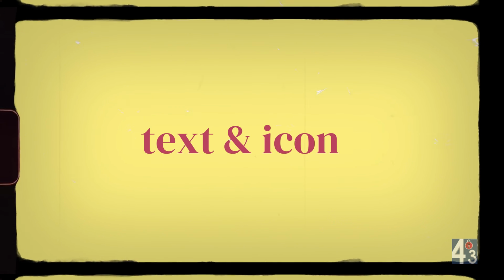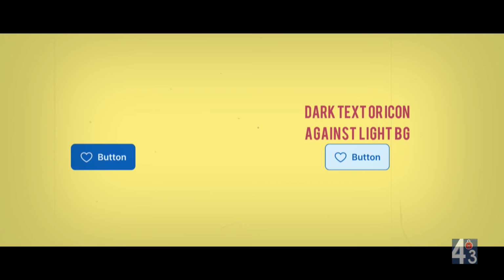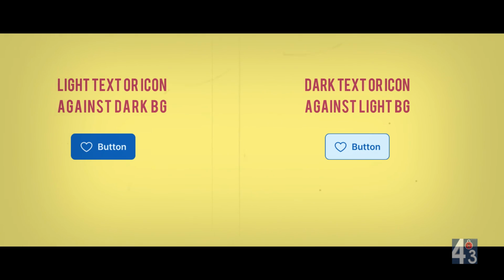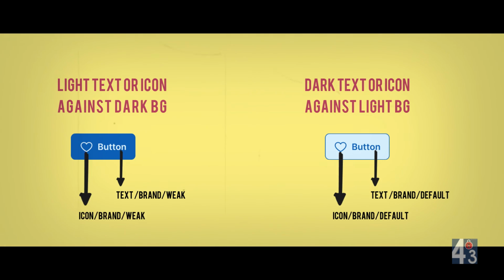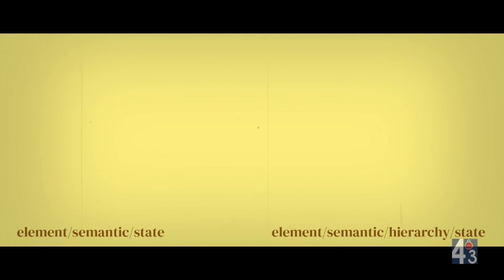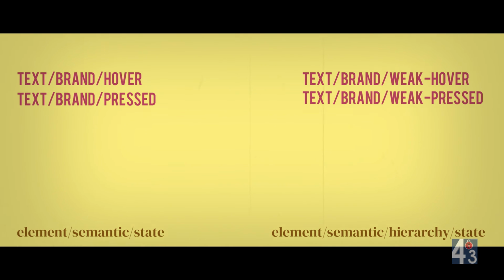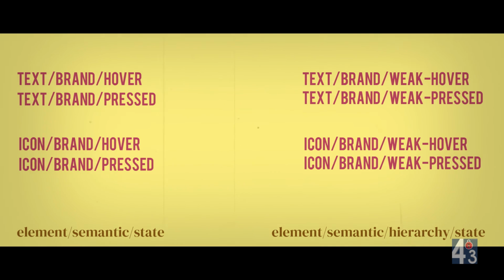Extend the same strategy to text and icon. I would require a dark text or icon against a light background and a light text icon against a dark background, which would mean text brand default and text brand weak, icon brand default and icon brand weak. And now consider the states as well. And you would have text brand hover, text brand pressed, text brand weak hover, text brand weak pressed. And the same would apply to icons as well.